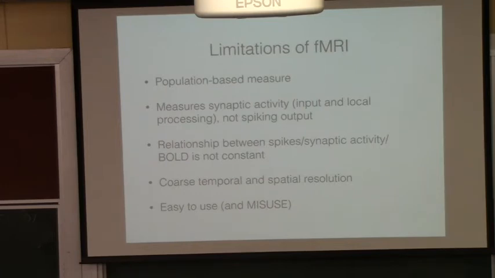Right, so as I mentioned before, there are a lot of limitations for fMRI. It's a population-based method. We're not getting single neuron reporting. We're getting hundreds of thousands of neurons when we're looking at a particular imaging blob. It measures synaptic activity, so input and local processing, and not spiking output. So remember, it's measuring metabolics of certain regions of the brain and not actual spiking output. You have coarse temporal resolution, as I said before, and it's easy to use, but it's also easy to misuse.